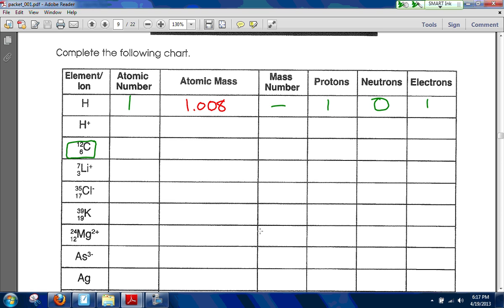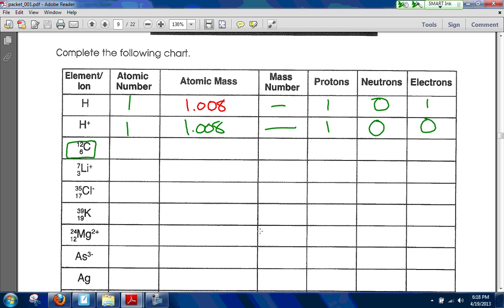A hydrogen plus means that we took away an electron, but the atomic number is still the same. The atomic mass that you get off the periodic table is still the same. There's still no mass number on this one. You still have 1 proton. You still have no neutrons. But since I took away an electron to get a positive charge, I've got 0 electrons. Okay? So let's do one more just for good measure.